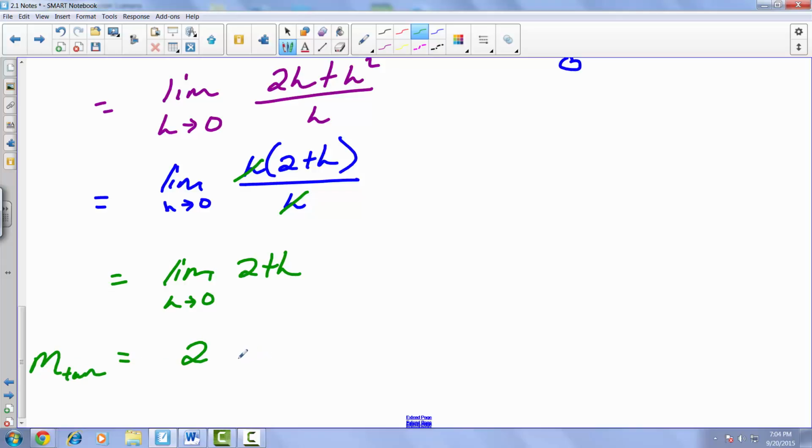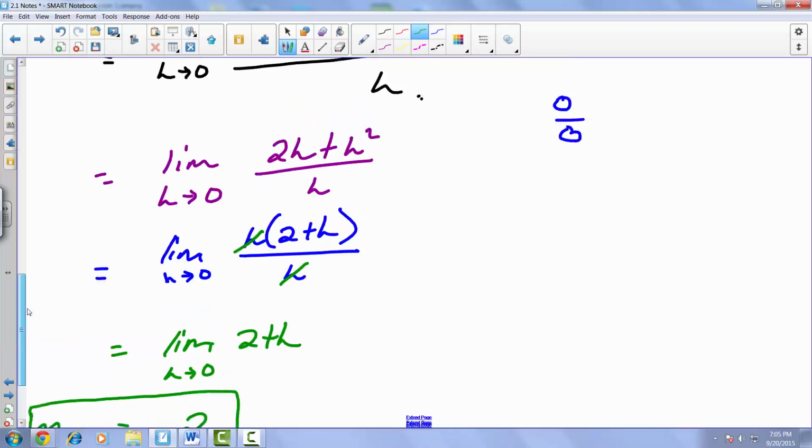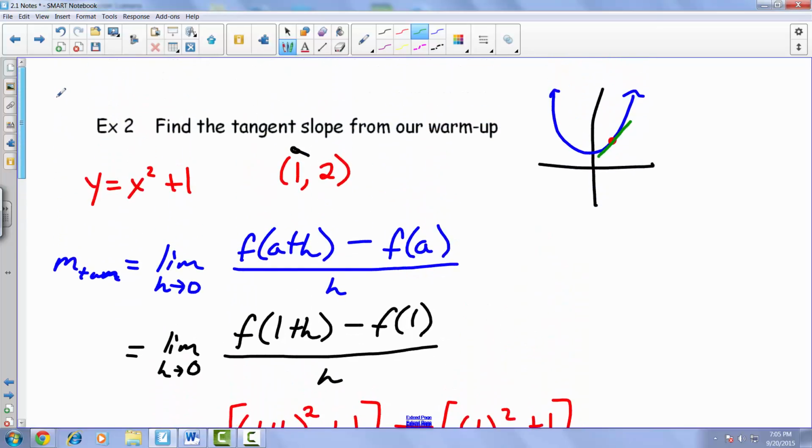And this actually confirms what we were seeing back from our warm-up, especially the warm-up continued, where we were looking at that x value that was incredibly close to that particular target x value, 1. We saw that slope, I think it was going to like 2.0001. But again, it really gave us a very, very close slope, and this is the true slope that is tangent to this curve, y equals x squared plus 1, at this particular point (1, 2).